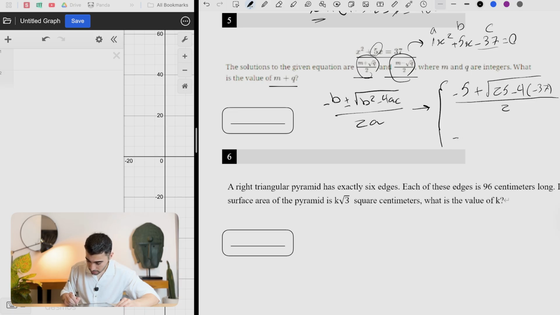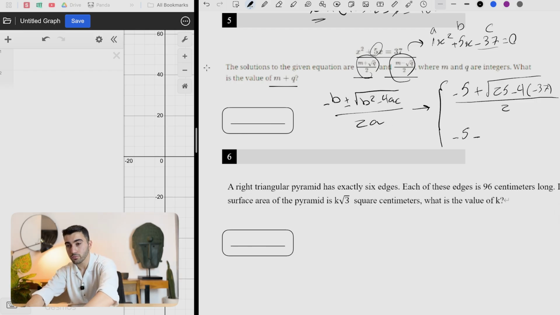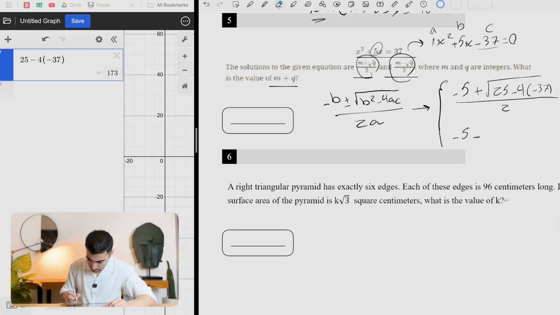The second solution is negative 5 minus, what is this under the square root? Let's just find it out. 25 minus 4 times negative 37. Minus 4 times negative 37 is 173. So I'm just going to write 173 under this to make it simple. There we go. 137. And this one is also 137 divided by 2.